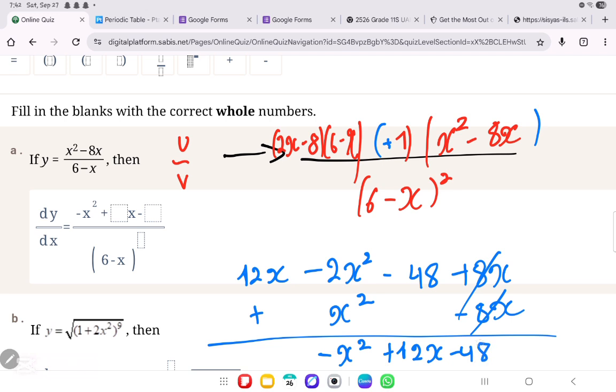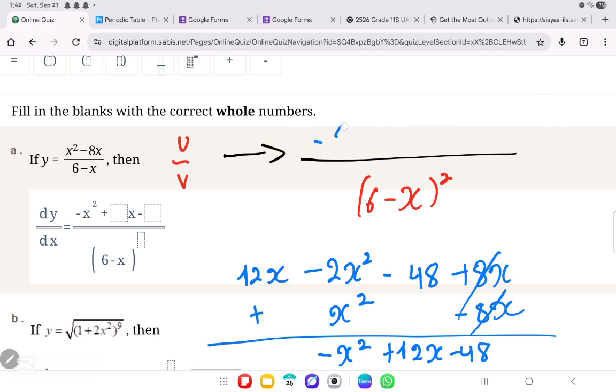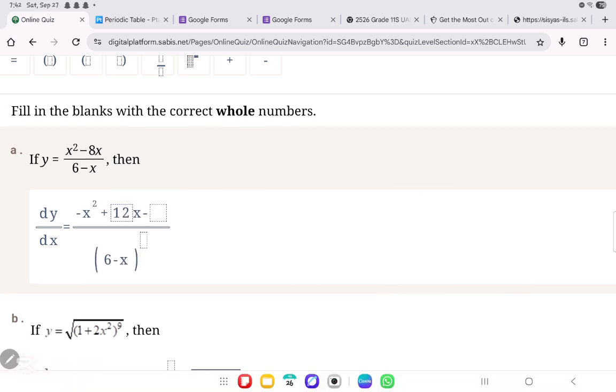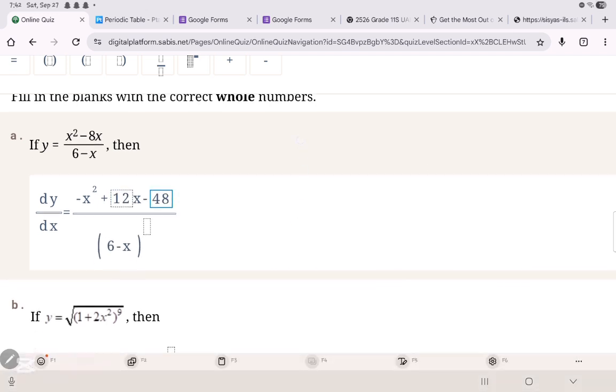Perfect. So now all of this, every single bit of it, we can substitute it by what? By minus x squared plus 12x minus 48 over what? Over 6 minus x squared. So minus x squared plus 12x minus 48. We'll move on to part B.